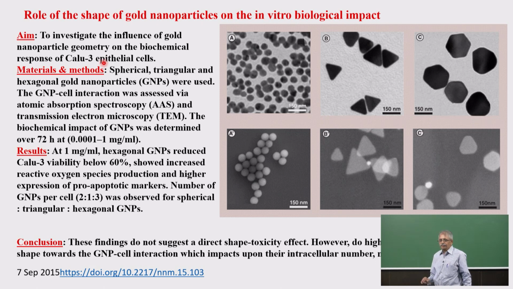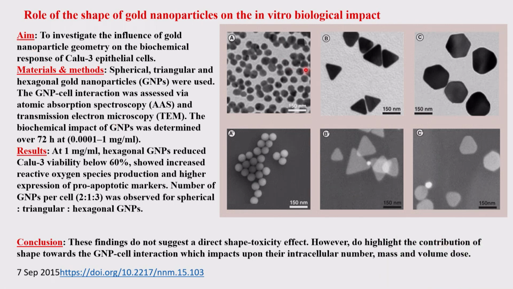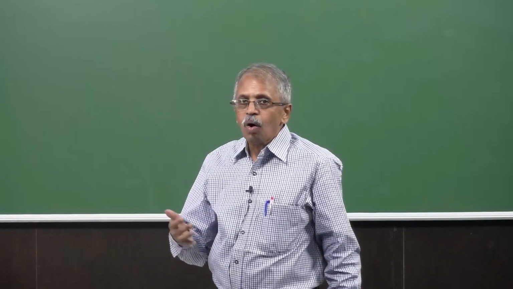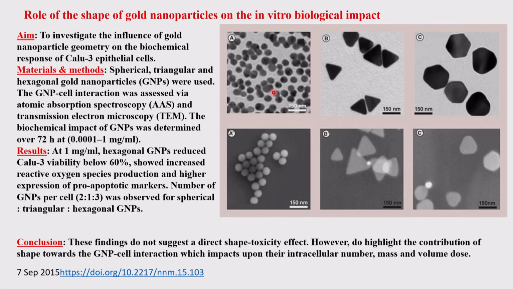This is not important; if you Google, you will find it. So these are made, obviously, and the studies were done with AAS, atomic absorption spectroscopy, which I talked about in the very beginning of this course. What will atomic absorption spectroscopy tell? Inside the cell, how much of these nanoparticles have accumulated, so that concentration can be obtained. And then transmission electron microscopy will show you the image even inside the cell. You can even count how many nanoparticles have entered, for example the spherical, the triangular, the hexagonal ones.